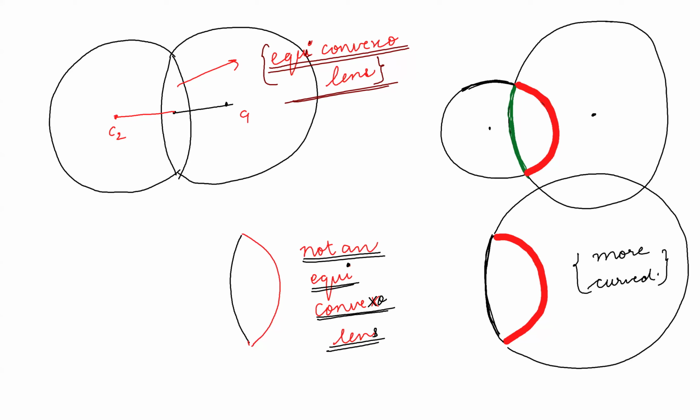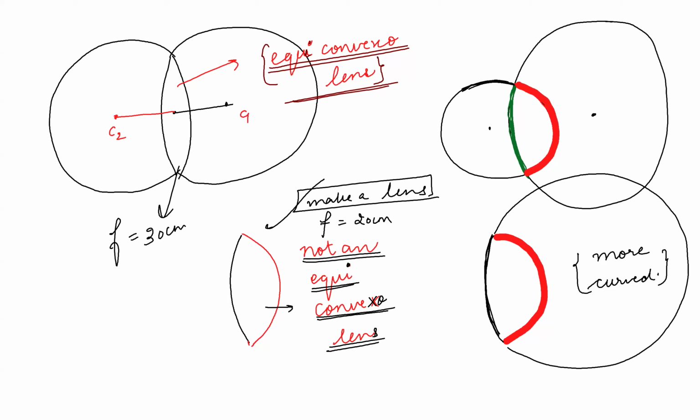So we will have an equiconvex lens, and this is not an equiconvex lens. So this is simply different. Now, if I have to make a lens like this, my requirement is that for every lens, I need to know the focal length. So for this lens, the focal length can be 20 centimeters. For the other lens, the focal length can be 30 centimeters. Yes or no? For different lenses, the focal length can be this value. So the point here is what?